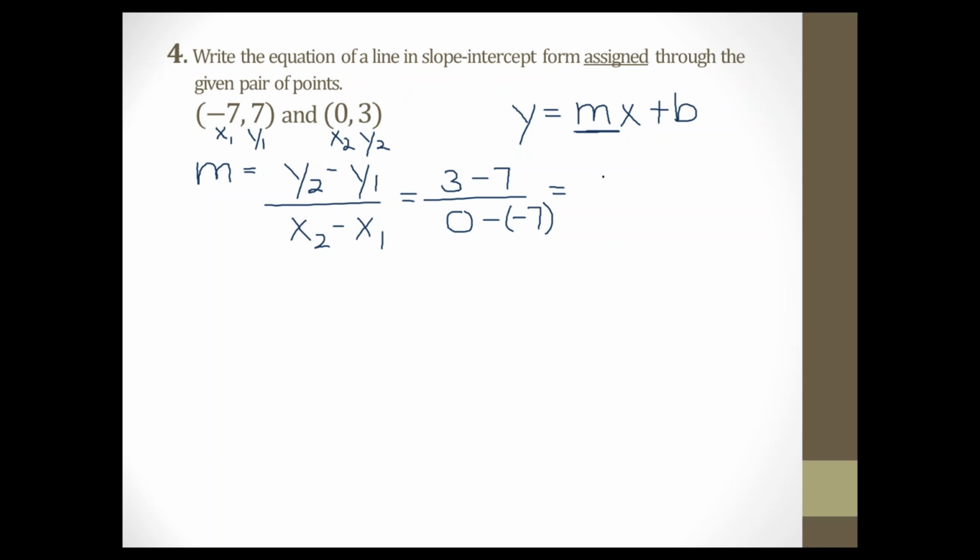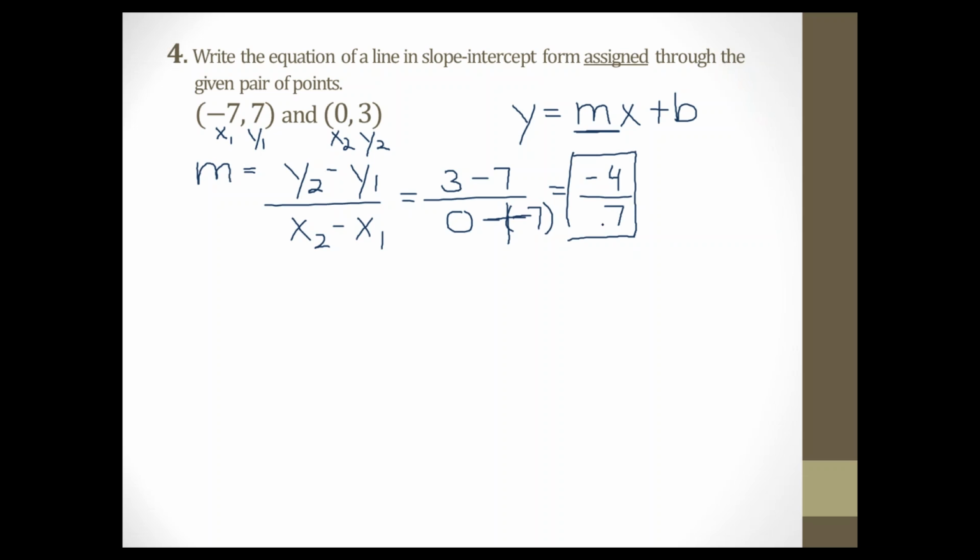Okay, so I'm going to simplify top and bottom. 3 minus 7 gives me negative 4. And then 0 minus minus, this actually turns into a plus. So 0 plus 7 is just 7. I always have to check if I can simplify or reduce my fraction to lowest terms, but in this case, this is my final answer. So this would actually be my m.